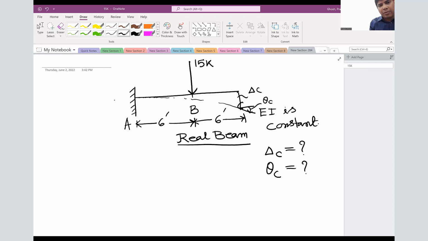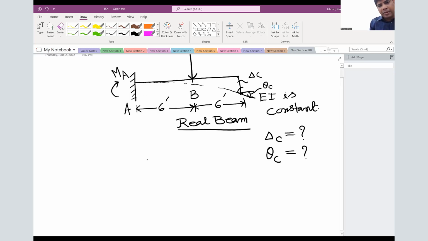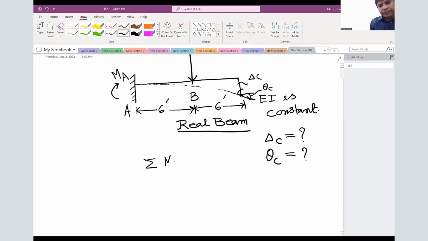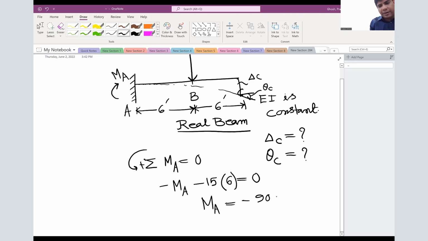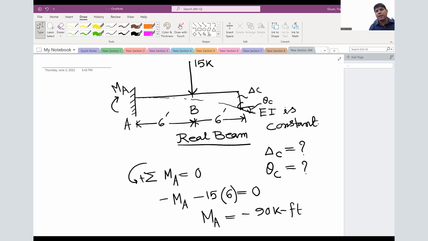Get the moment about point A, MA. Let's get the moment. Negative MA, 15 times 6. So that gives your moment at A as negative 90 kip feet. There is no moment between B and C because no loading is there. So only moment develops at point A.